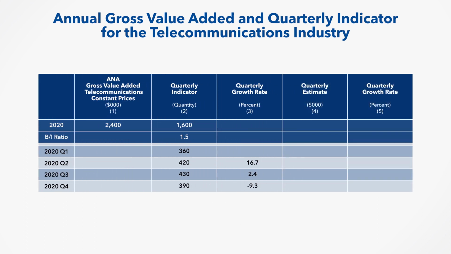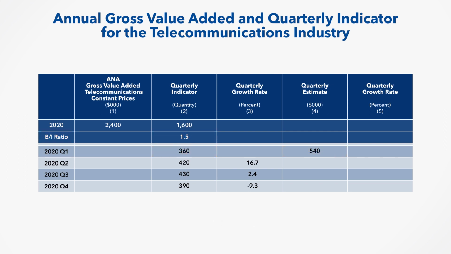The benchmark to indicator ratio can be applied to the quarterly indicator to estimate the quarterly gross value added in constant prices of the telecommunications industry. For example, for Q1, we have 360 multiplied by 1.5, which is equal to 540.